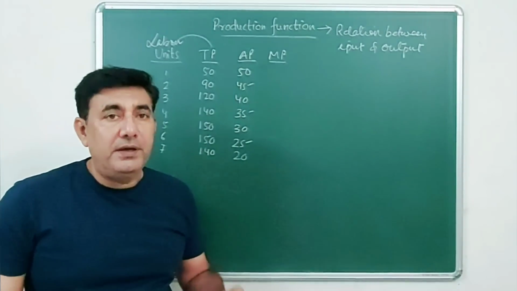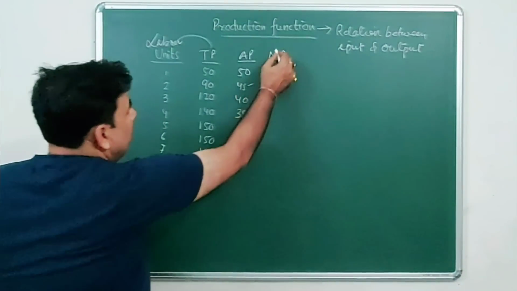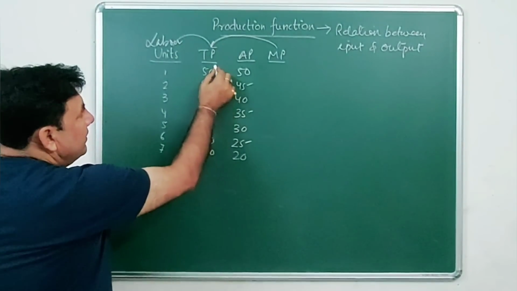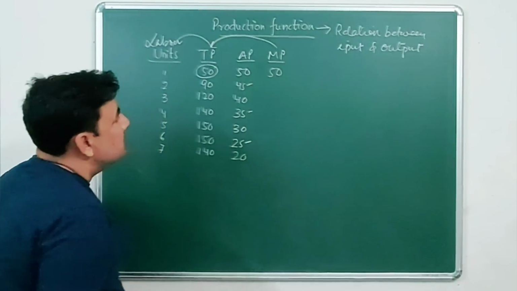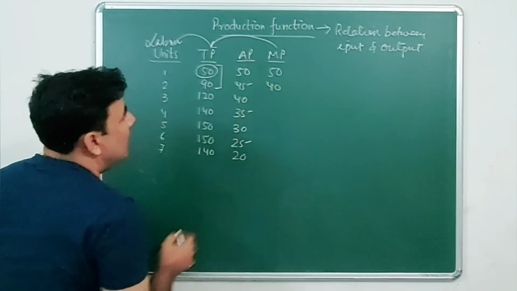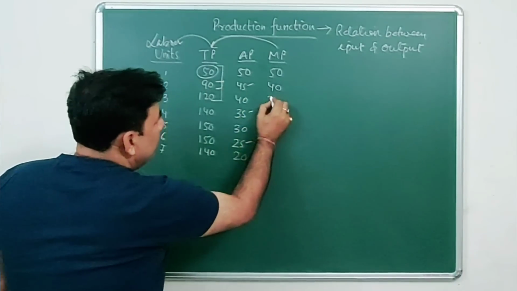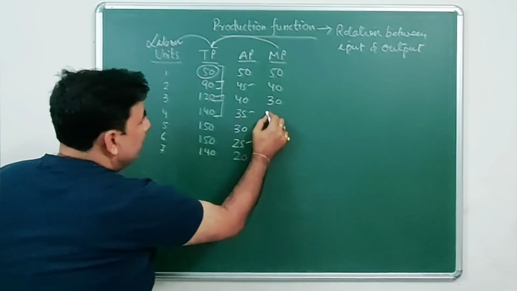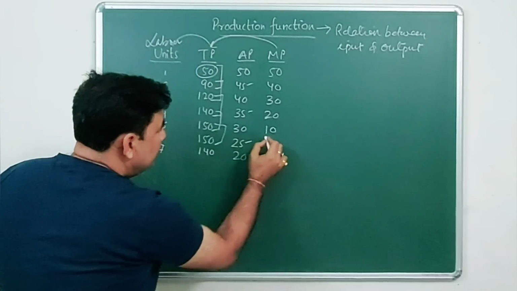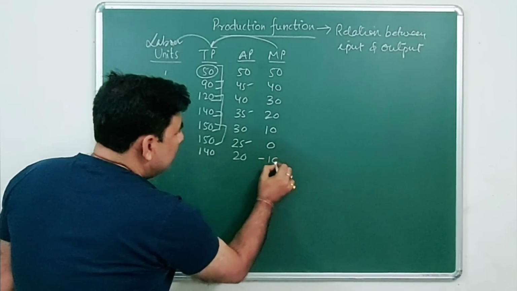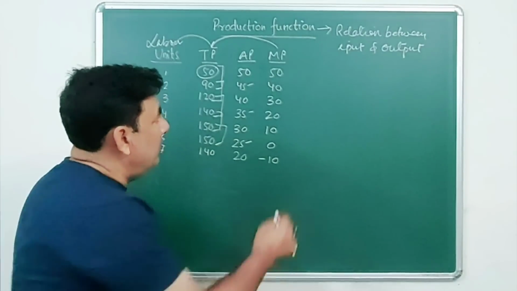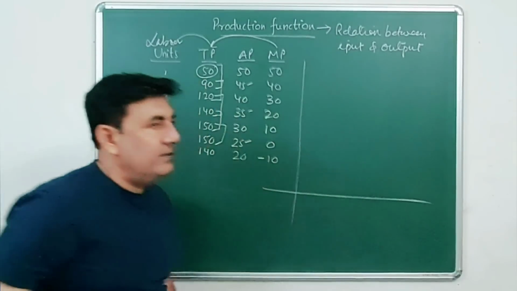And how to find MP, marginal product? Generally marginal product is found from TP, total product. Now how to find it? Suppose the first unit is 50, so write it here 50. Now for the second unit, you subtract these two, 90 minus 50, you get 40. When you subtract 120 and 90, you get 30, like that. This will be 20, this will be 10, and here it will be 0, and here minus 10. So this is MP.